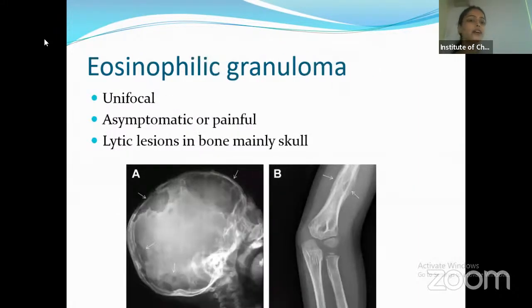Eosinophilic granuloma: the presentation is different in children and in adults. In children, it is unifocal, and it might present as lytic lesions in the bone, which might be asymptomatic or painful. Whereas in adults, it presents as pulmonary Langerhans cell histiocytosis, which is usually associated with smoking.